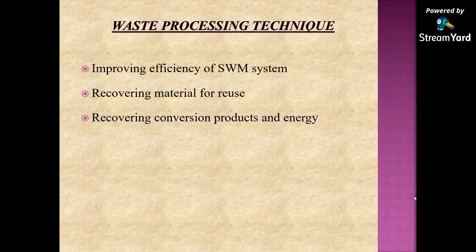Next is waste processing techniques. The techniques which are used for waste processing are improving efficiency, then recovering material for reuse, and the last technique is recovering conversion products and energy. The processing of waste helps in achieving the best possible benefit for every functional element of the solid waste management system. Therefore, it requires proper selection of techniques and equipment for every element.